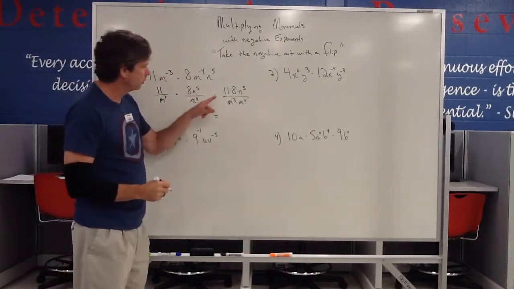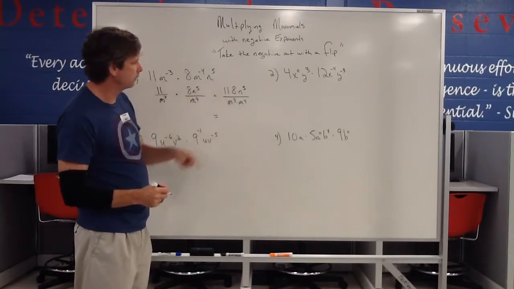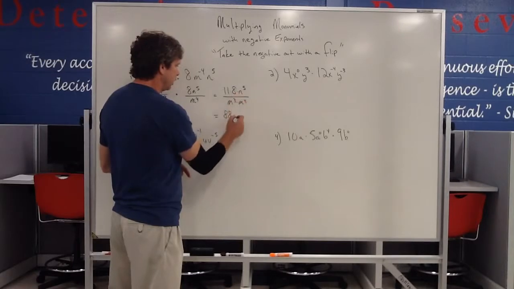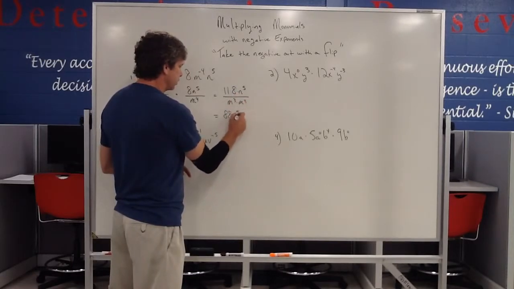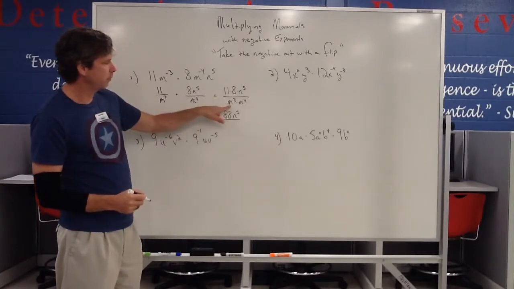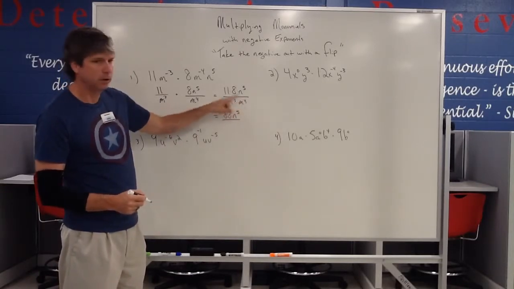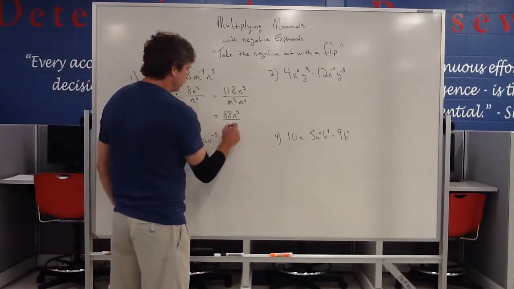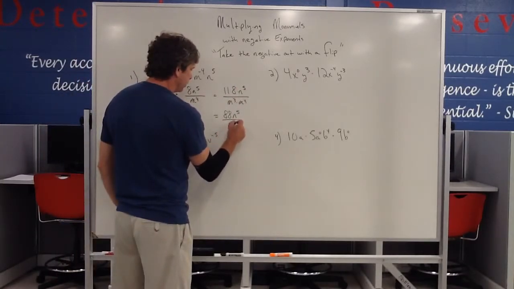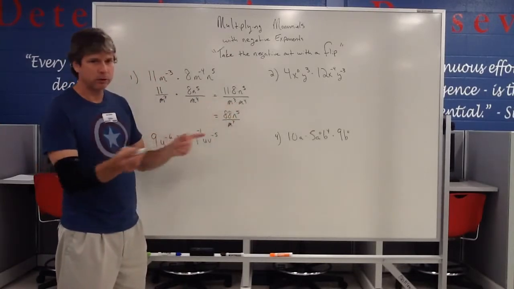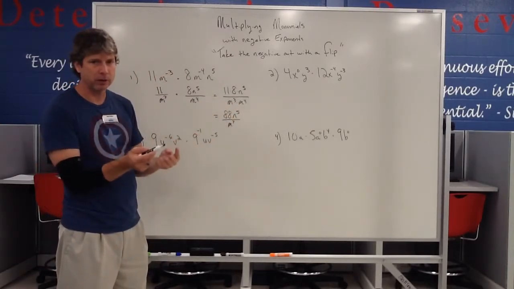So if we look at this problem, what we could do is multiply 11 times 8, which is 88. That n to the 5th would stay right where it is. But on the bottom, notice how we have 3 m's multiplied by 4 m's. Since that's all repeated multiplication, I can say that's m to the 7th power. So there's 3 of these, 4 of these. So repeated multiplication says there's 7 of those multiplied together.